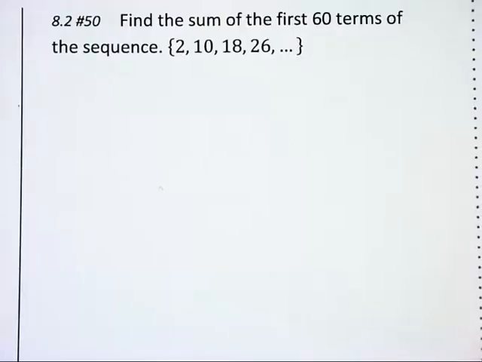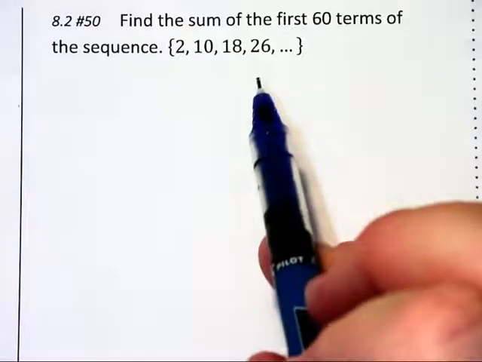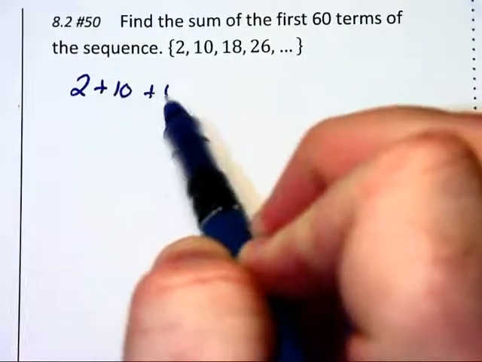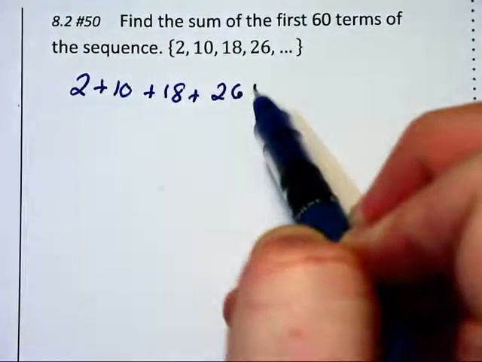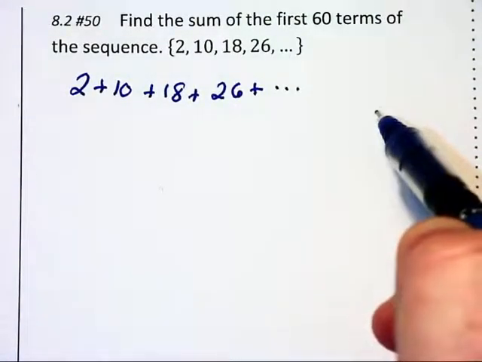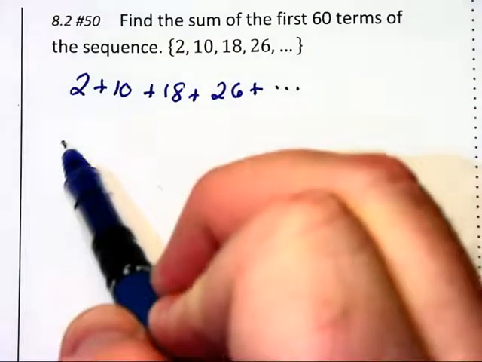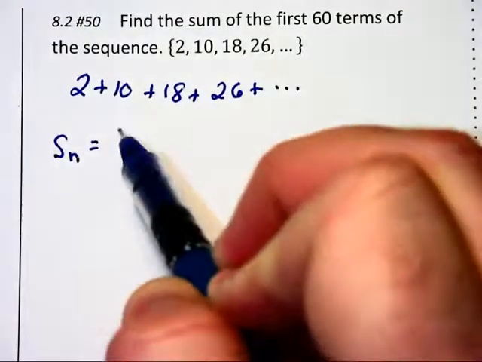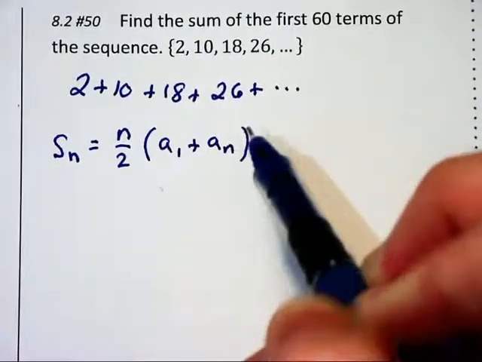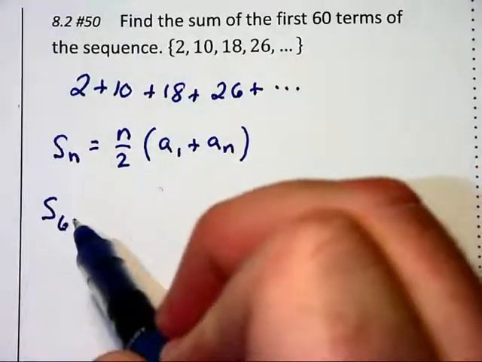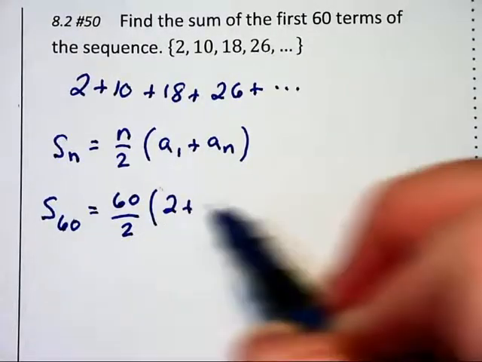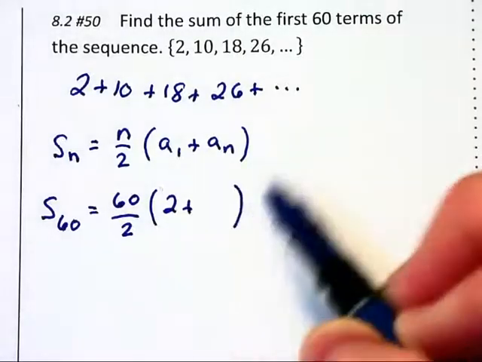Find the sum of the first 60 terms of this sequence. Okay, well that basically turns into 2 plus 10 plus 18 plus 26 plus ... all the way up to whatever that 60th term is out there. Now what we could do is start with our S_n formula and substitute into this formula. And when you do so, the sum of the first 60 terms is 60 over 2 times 2 plus, we don't have the nth term.